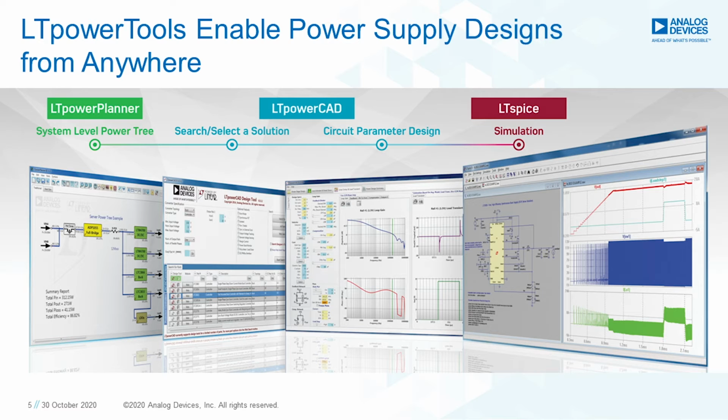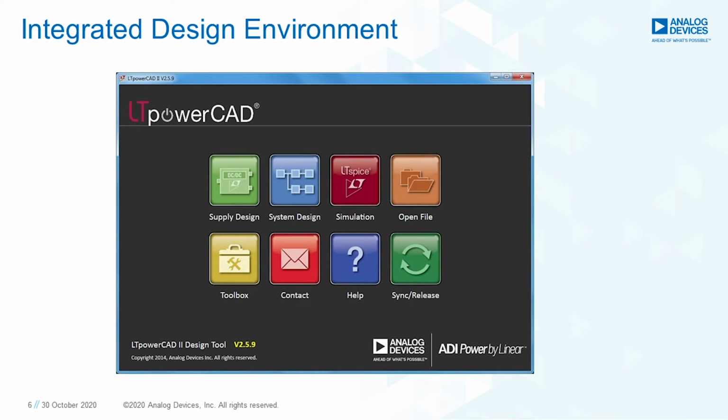The LTpowerTools suite is an integrated set of power design tools that makes designing a power system easy. The design flow starts with LTPowerPlanner, which is a visual power tree block diagram generator that allows you to draw the system block diagram, compare different topologies, and quickly estimate the system performance, such as efficiency and power loss. You then move to the LTPowerCAD tool, which allows you to search and select the best solution for each of the blocks in the power tree.